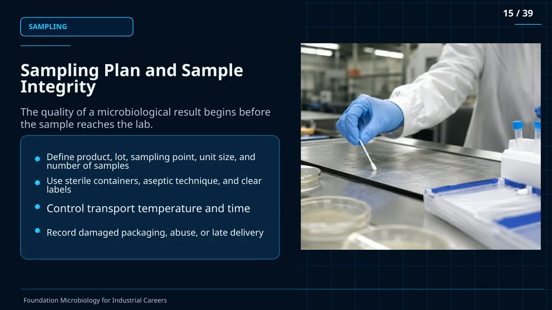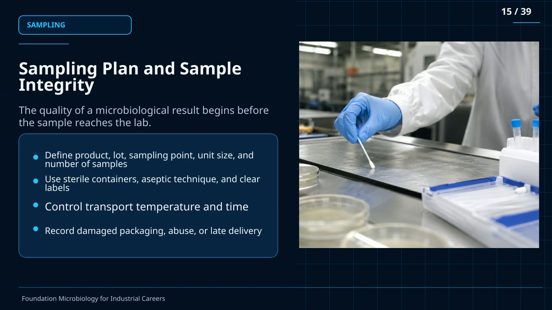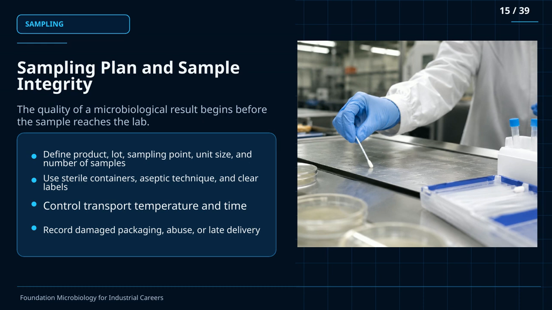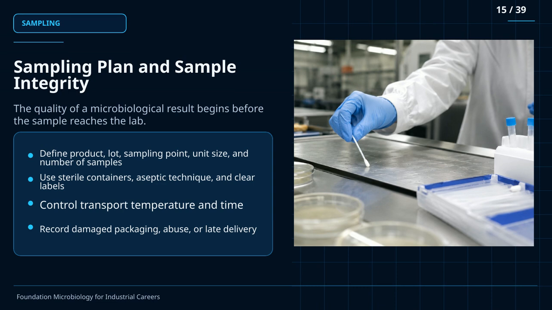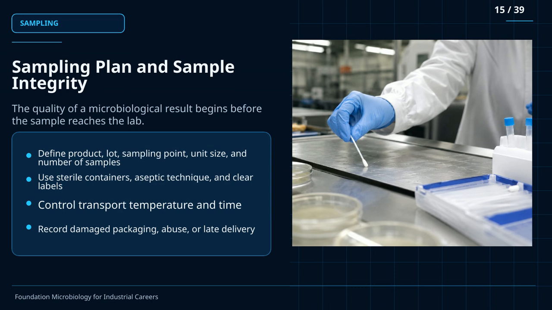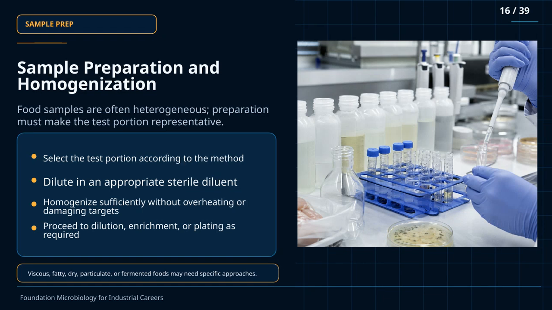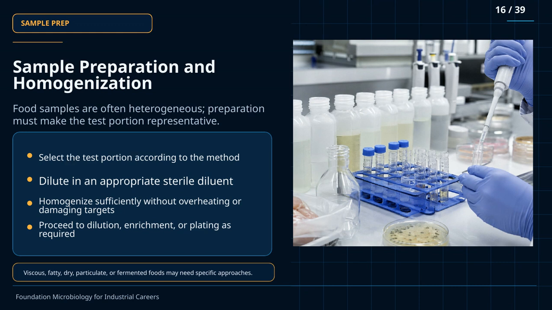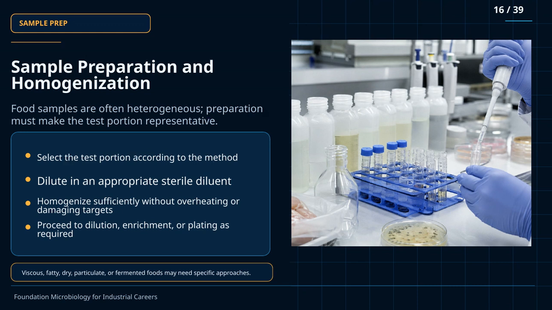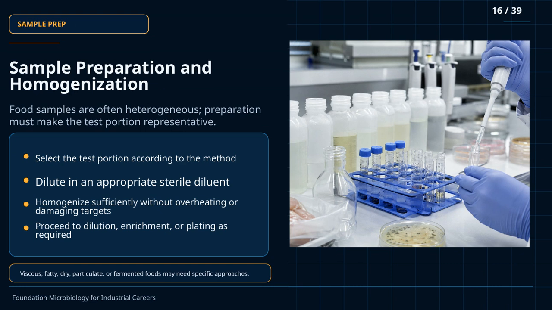A reliable microbiological result begins with a representative sample and clear sample integrity. Sterile containers, correct labeling, controlled transport temperature, and a documented chain of custody protect the meaning of the result. Food samples are often heterogeneous, so preparation and homogenization must make the test portion representative. The right diluent, mixing approach, and preparation method depend on the food matrix and test objective.